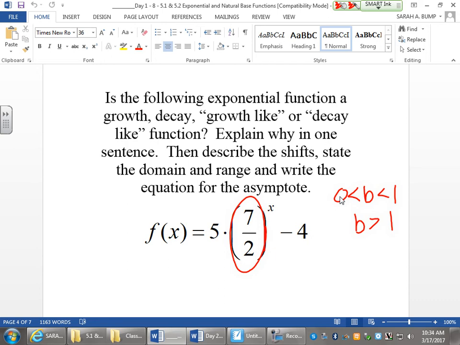So you might think that because it's a fraction, right? And we're used to fractions being between 0 and 1. However, this fraction is an improper fraction. So 7/2 is 3.5. So where does that actually fall? More than 1, okay? So the B value is actually bigger than 1. That means this function, along with the fact that the A is positive, will be a growth, okay? So if it's a positive A, that'll narrow it down to growth and decay, because growth-like and decay-like will have negative A values. And then once we look at the B, since the B is bigger than 1, that tells us it's a growth, okay?